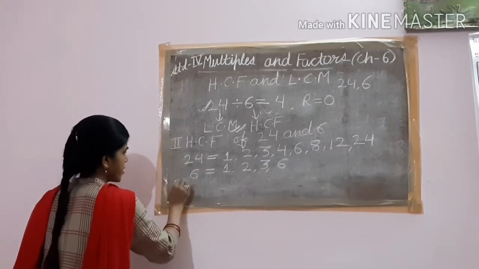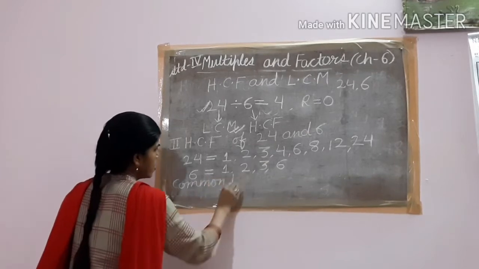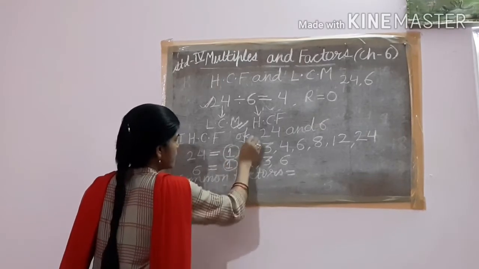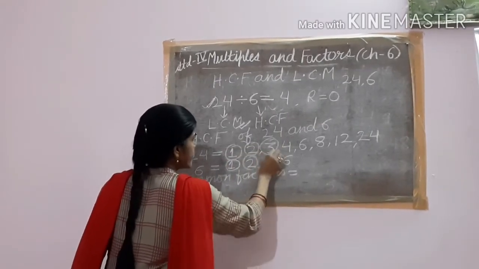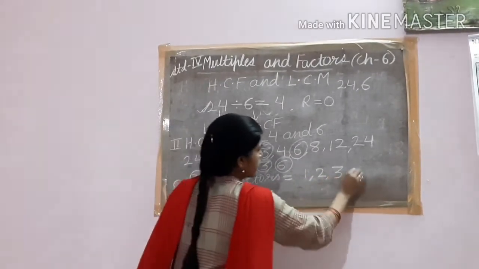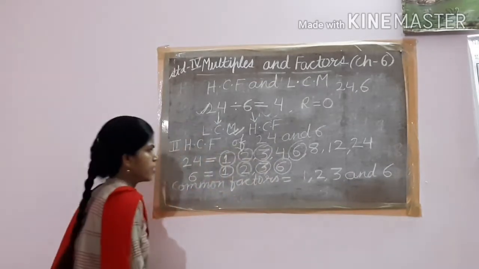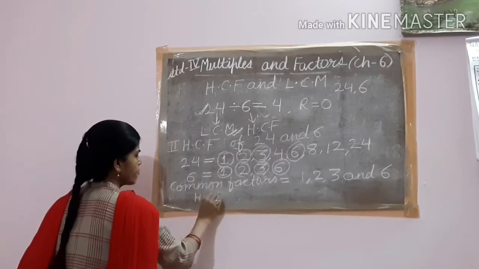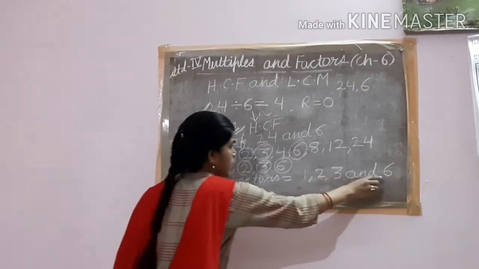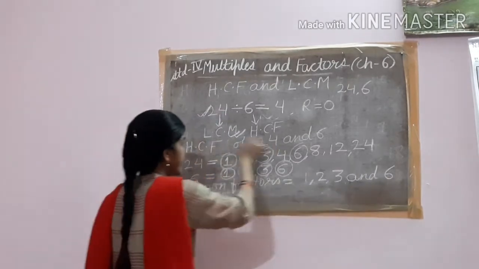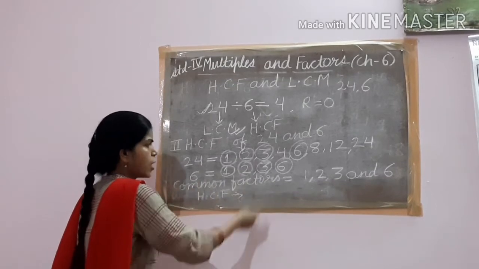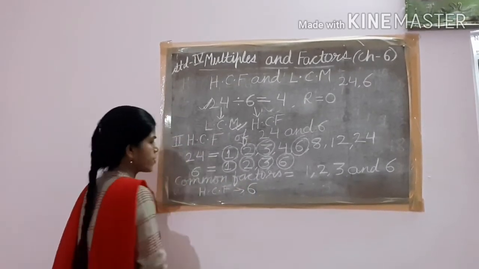Find out the common factors. Common factors are 1, 2, 3 and 6. Write down 1, 2, 3 and 6. Now find out the HCF. So HCF is what? The greatest common factor which divides both the numbers. So here 6 is dividing 24 and 6 without leaving any remainder. So the HCF here is 6.